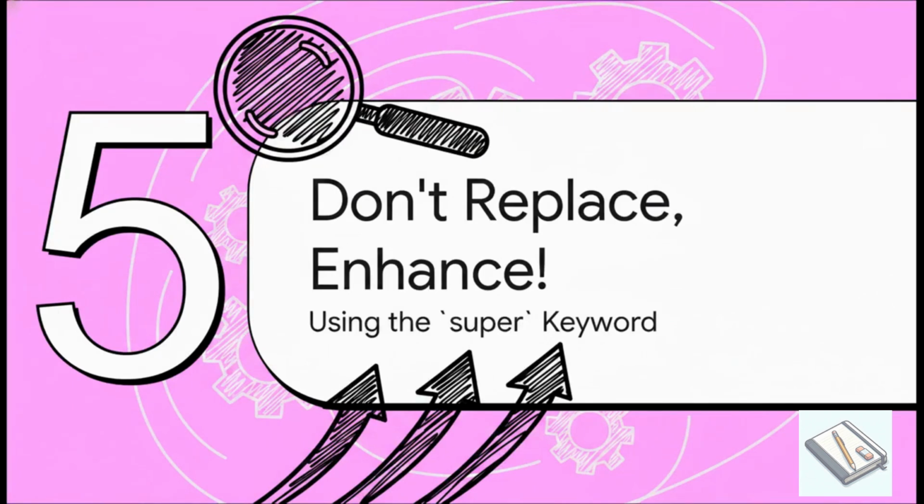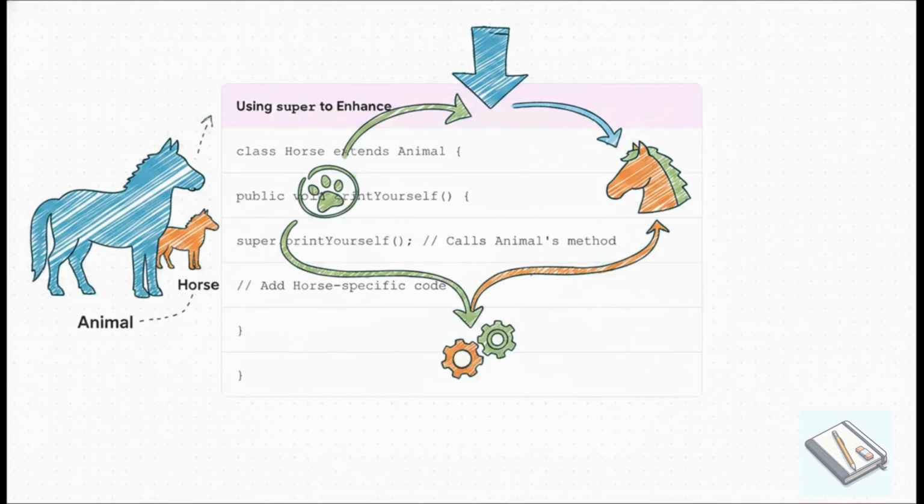But what if you don't want to completely throw away the parent's logic? Sometimes you just want to add to it, enhance it, not completely replace it. This is where the super keyword becomes your best friend. In this example, the horse's printYourself method first calls super.printYourself. That explicitly tells Java, hey, go run the parent animal's version of this method first. After that's done, the code comes back and runs the new horse-specific stuff. It's the best of both worlds. You reuse the parent's code, and then you add your own special touch.